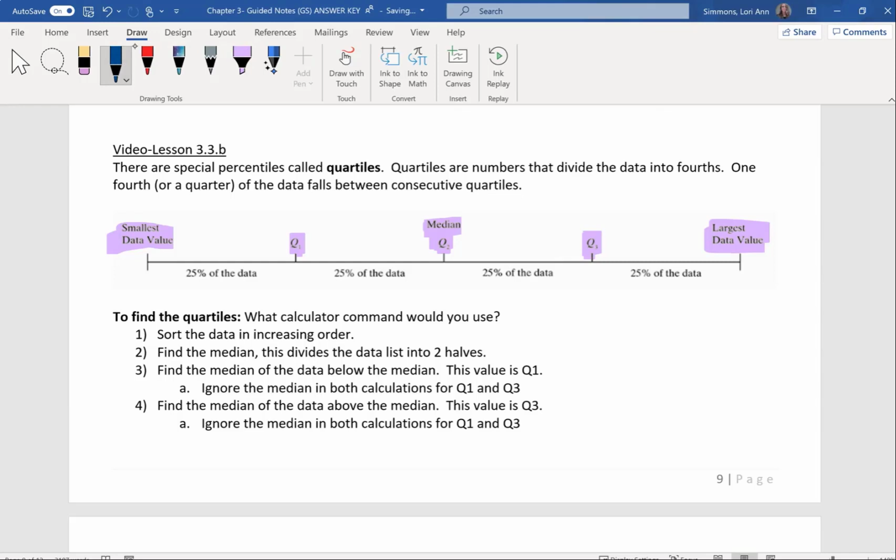So to find the quartiles, you can use number 1 on the calculator sheet. To do it by hand, you sort the data in increasing order. Then to find the median, this divides the data list into 2 halves. So you have 50% at the bottom and 50% of the data values on top. Then you find the median of the data below the median. That would be your Q1. And then you find the median of the data above the median, which is Q3.